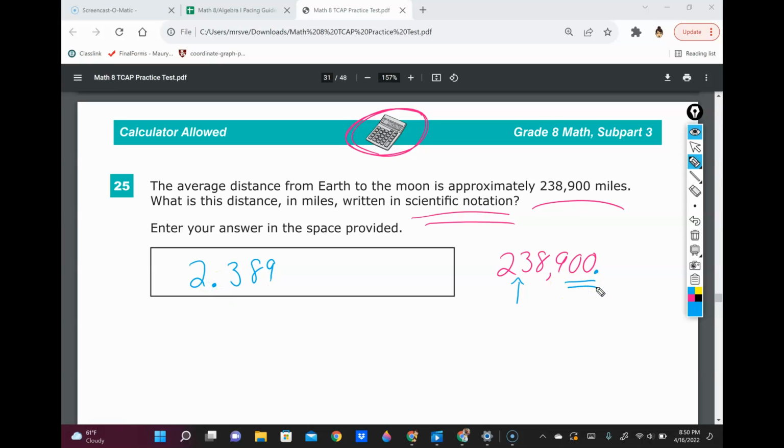Remember, scientific notation is a shortcut. It's always based at a power of 10. We moved this decimal from the end 1, 2, 3, 4, 5 spaces. Sometimes that would be a negative 5 if this was a small number, putting it in scientific notation. But if this is a very large number, then we're going to have a positive exponent.